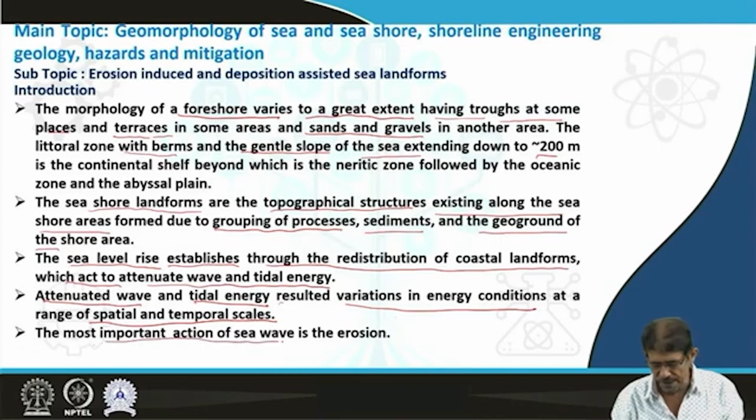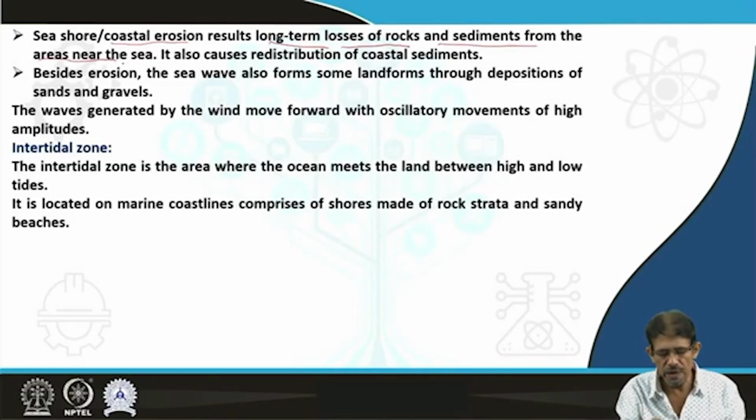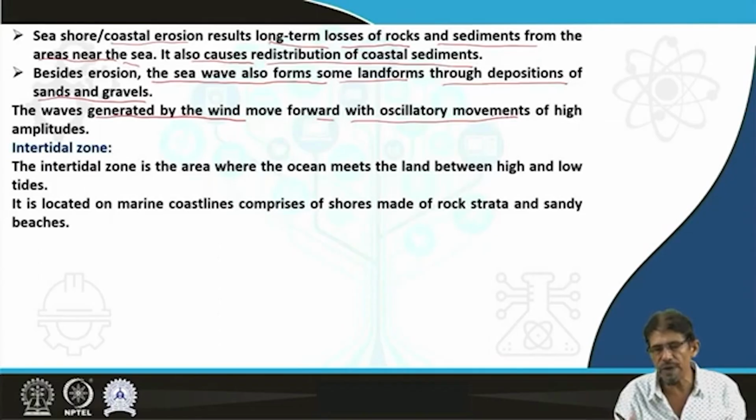The most important action of sea waves is erosion. Seashore coastal erosion results in long-term loss of rocks and sediments from the area near the seashore or coastal zone. It also causes redistribution of coastal sediments in the form of deposition. Besides erosion, as we have discussed, the sea waves also form some landforms through deposition of sand and gravels near the shore area. The waves generated by the winds move forward with oscillatory movement of high amplitude toward the shore side.